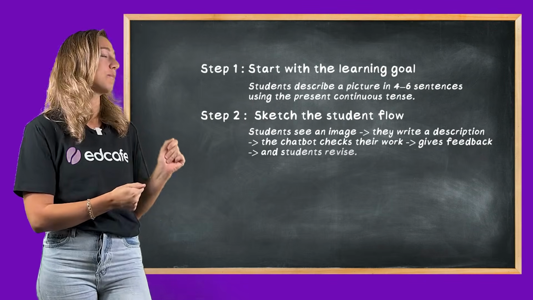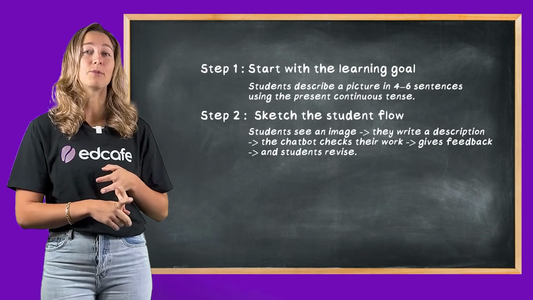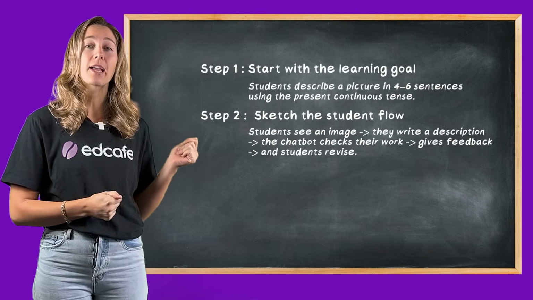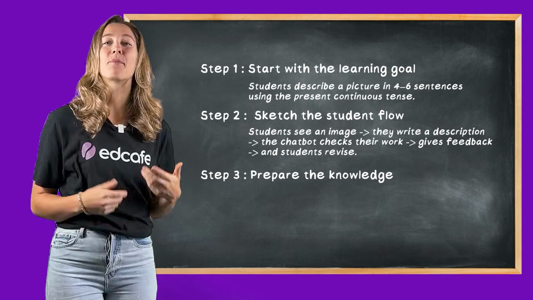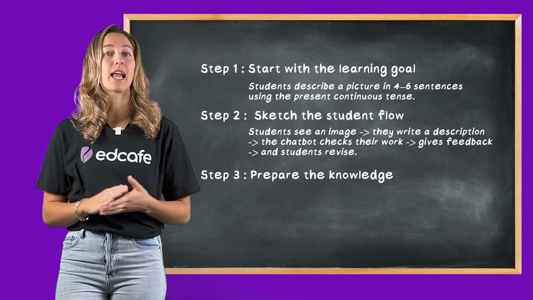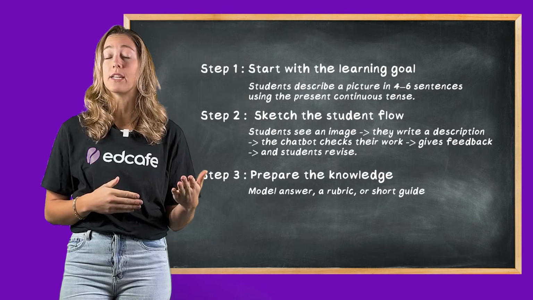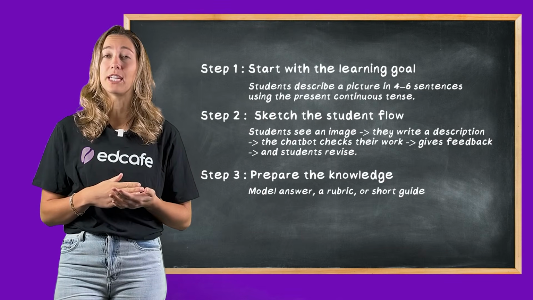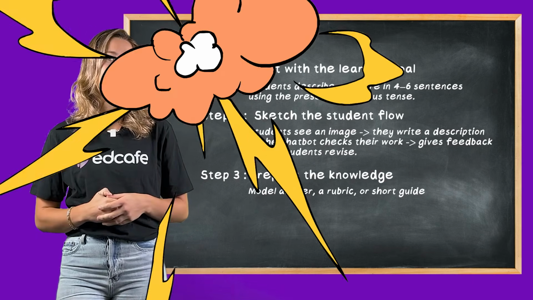And our flow will look something like this. Students see an image, they then write a description, then the chatbot checks their work, gives them some feedback, and then students further revise. And step three, prepare the knowledge. This means having a model answer, a rubric, or some short guides ready to go so that your chatbot can check on these, and this can become the foundation for your chatbot's feedback so it knows what to give students.